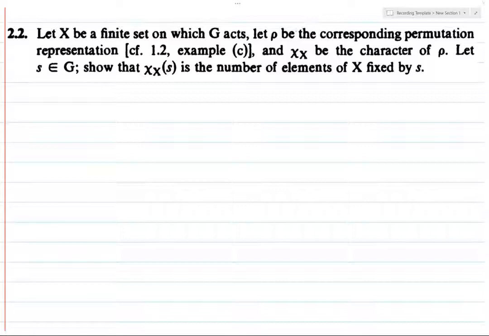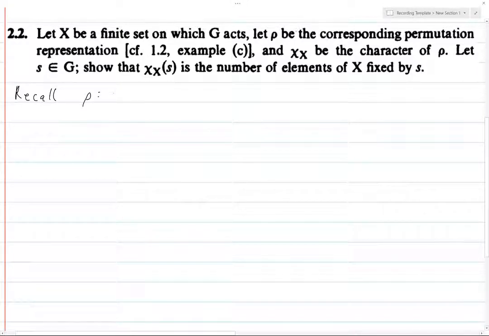So anyways, rho is the permutation representation. X is a finite set on which G acts. So recall, what does all this information tell us?